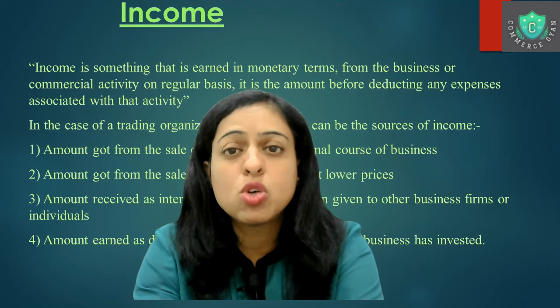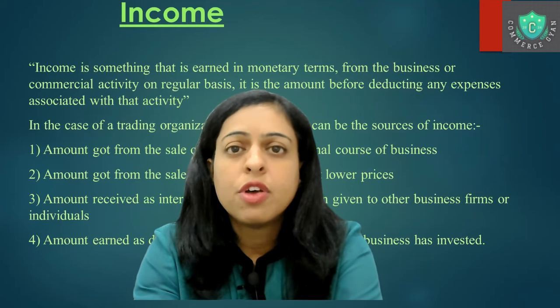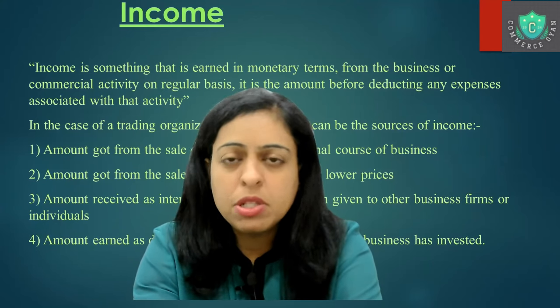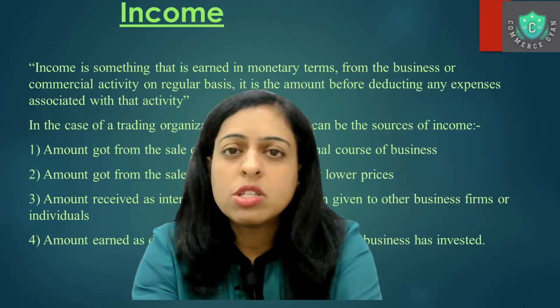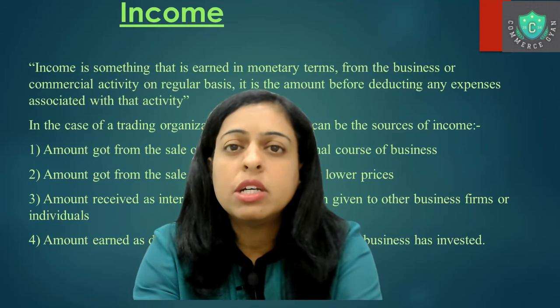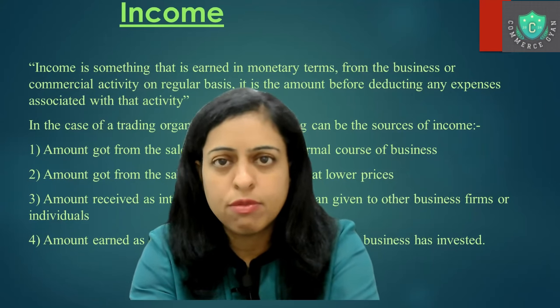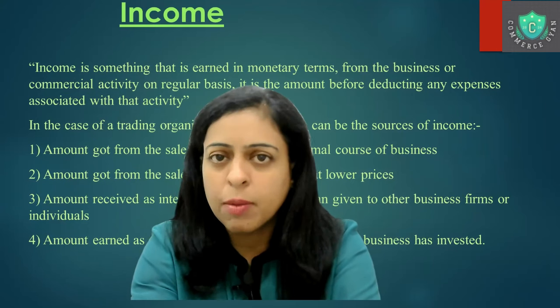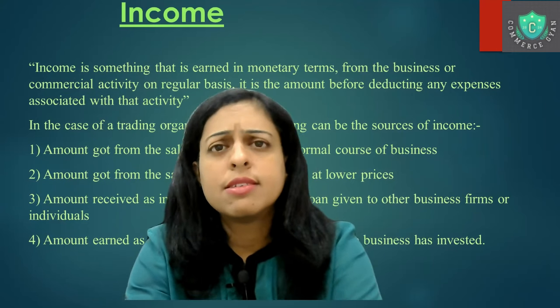If you take the example of banks, what are banks doing? Banks have the business of taking funds from people and giving them out on loans. So for them, what is their income? Their income will be the interest that they earn against the loans that they give, because that is the amount of income. Correct?